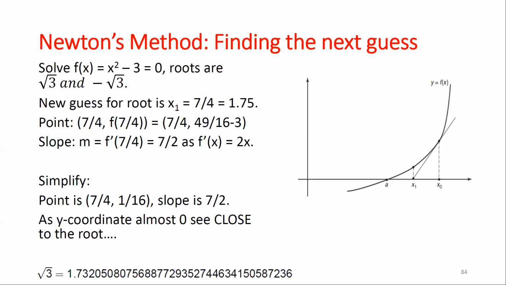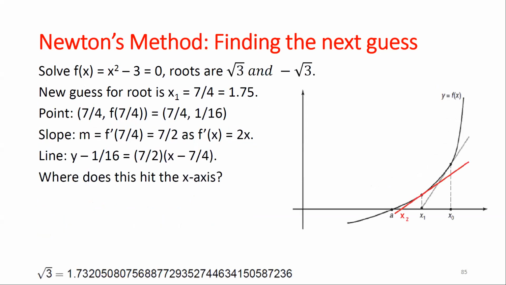We're going to get much closer. So now we want to find the best fit line again. So we have y minus the y coordinate, 1/16, equals the slope, 7/2, times x minus 7/4. And I've drawn the line in red now. That's going to be the new point, x2. So what's the value of y when this line hits the x-axis? 0. So we get 0.